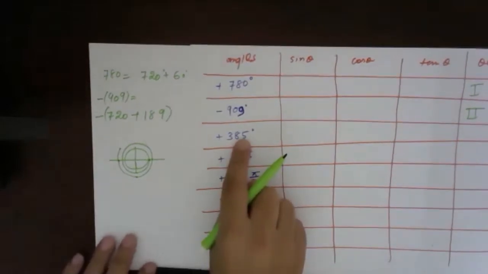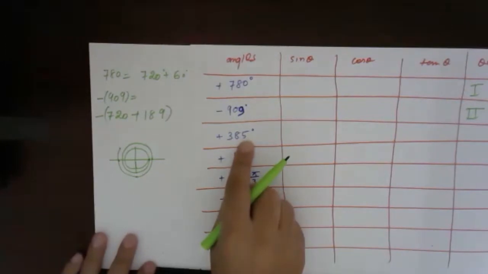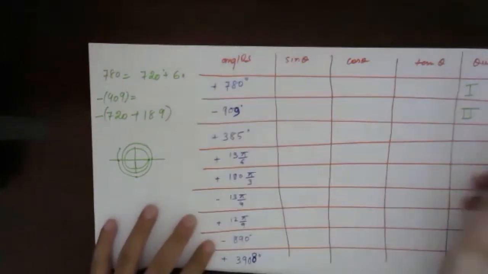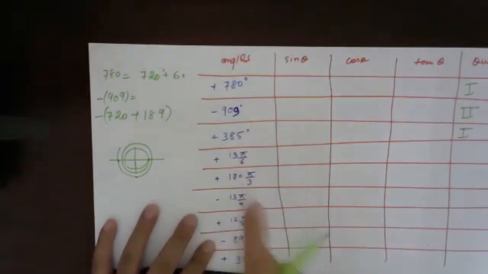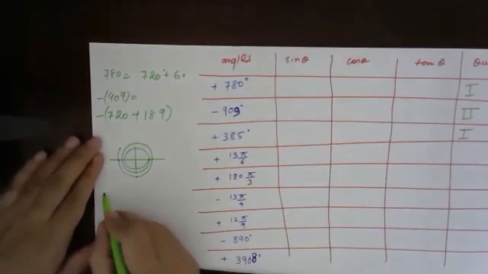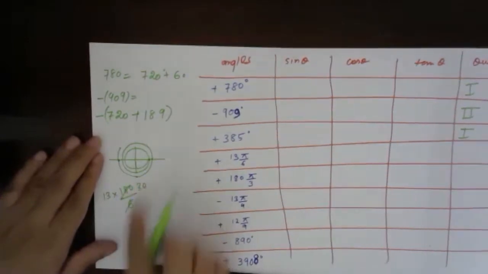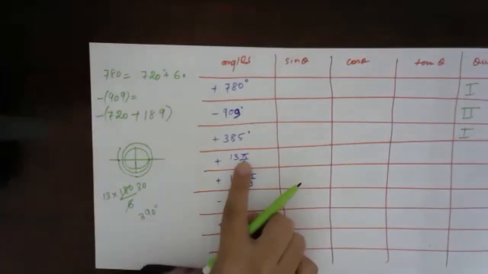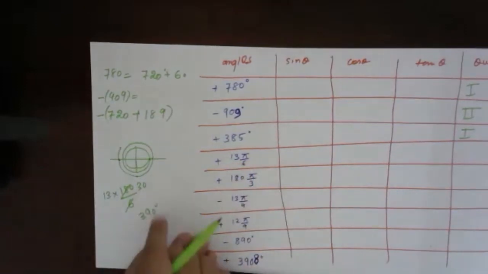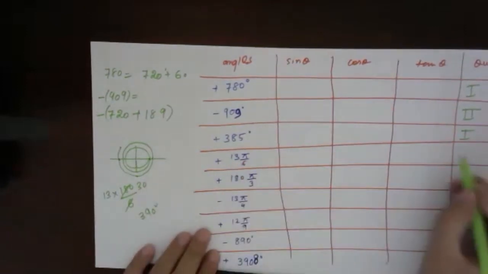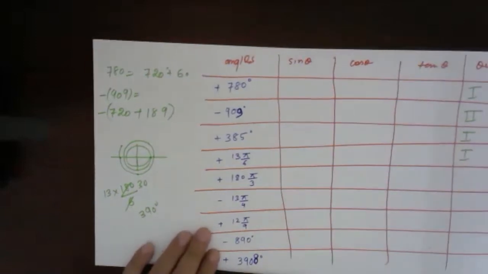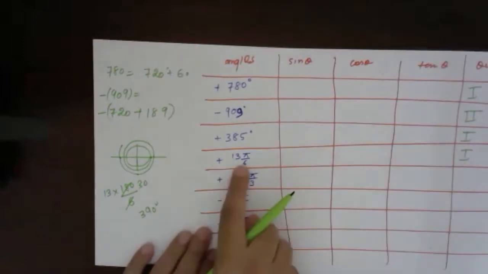385 is in which quadrant? 385 is very simple: 360 plus 25. So this is in the first quadrant. This one is simple too: 13 pi by 6. So this is 13 into pi, and pi is 180, divided by 6. So 3 times 130 is 390 degrees. How much is 390 degrees? 360 plus 30. So which quadrant will this one be? Again in the first quadrant, right?